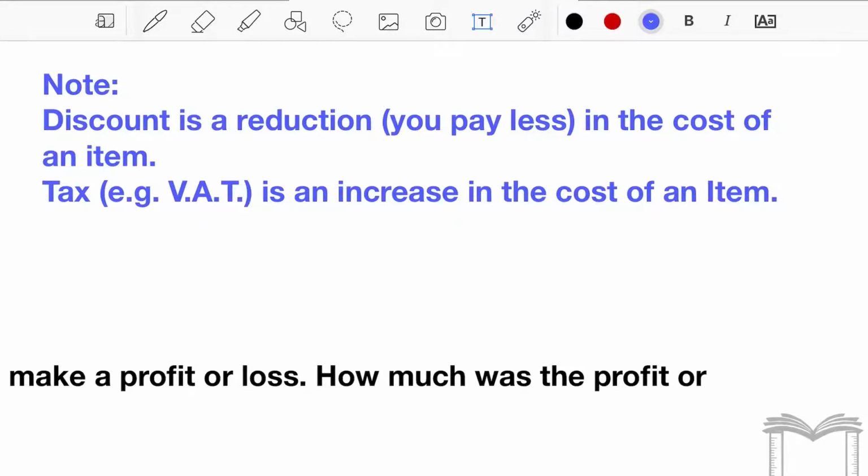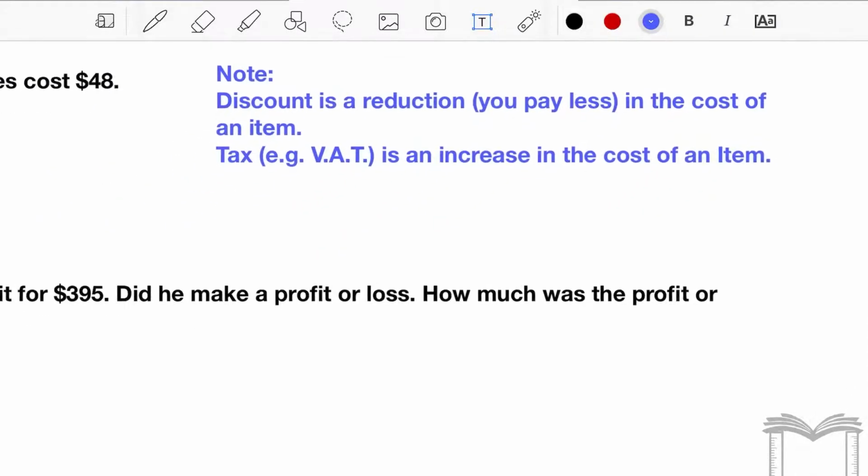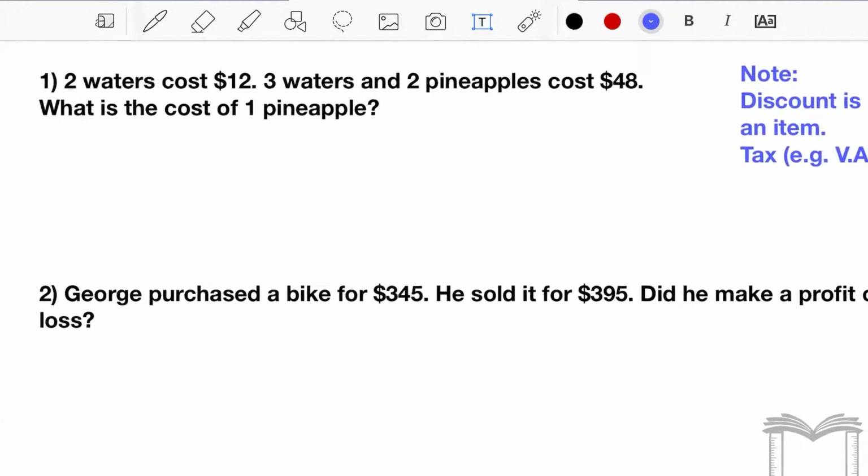Tax, as in sales tax, is an increase in the cost of an item. And of course, this is something that we would prefer not to have to pay, because it means we have to pay more than the original price.